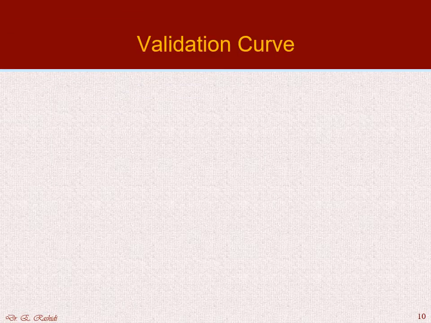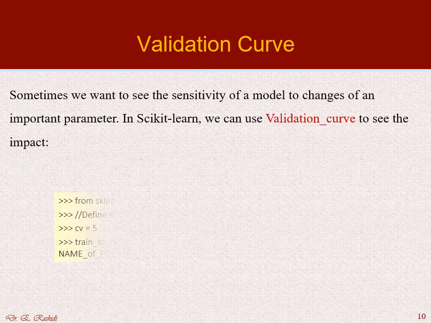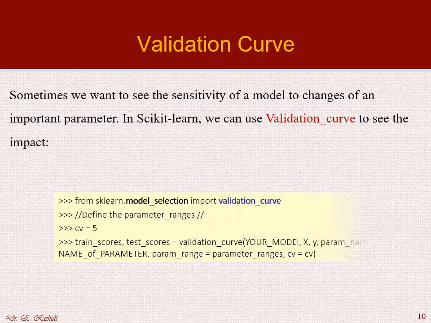Validation curve. Sometimes we want to see the sensitivity of a model to changes of an important parameter. In Scikit-Learn, we can use validation curve to see the impact. First, we need to import the validation curve function from the model selection module in Scikit-Learn. Then we're going to define the ranges of the parameter that we want to study, whatever that is.